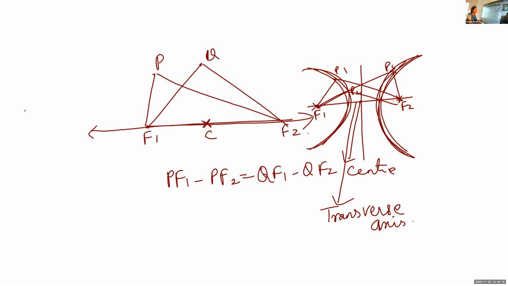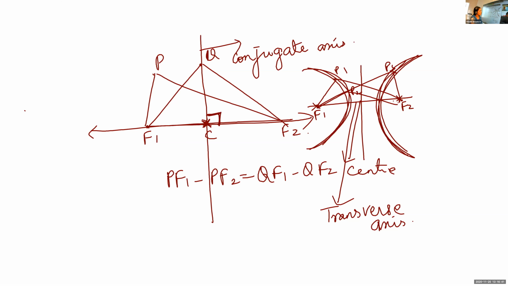And the line through the center and perpendicular to the transverse axis, we call the conjugate axis. The line through the center and perpendicular to the transverse axis is the conjugate axis. Is this clear, children?